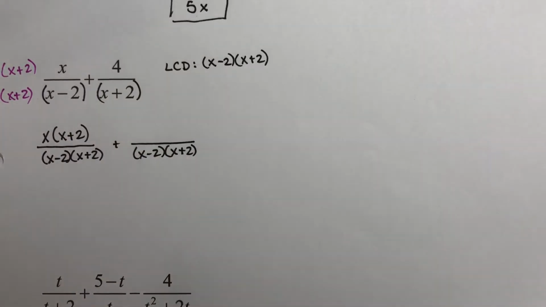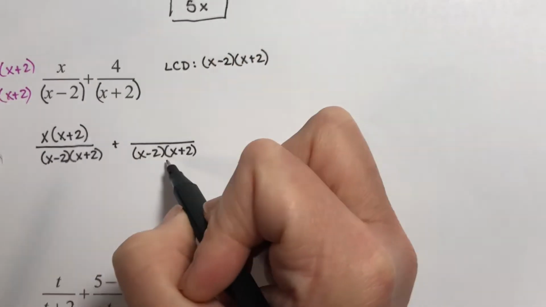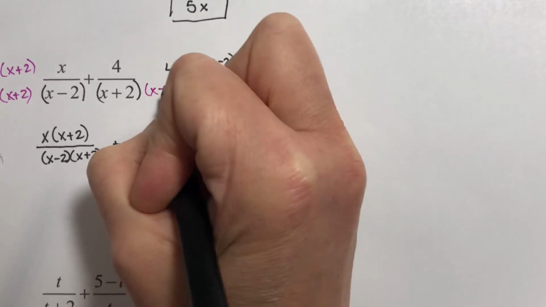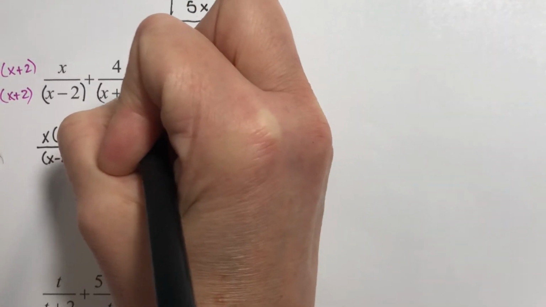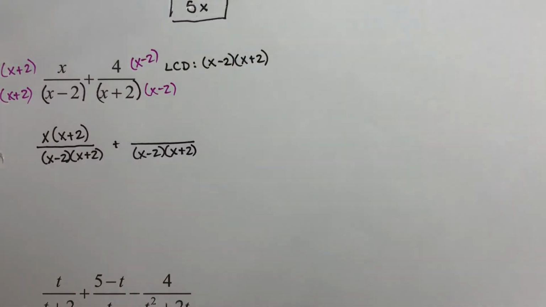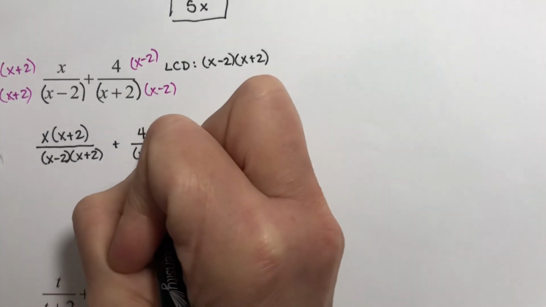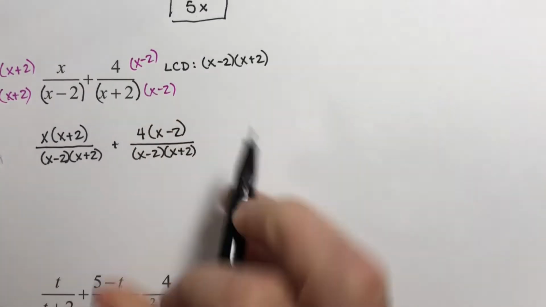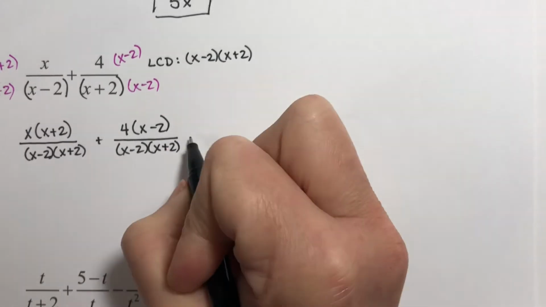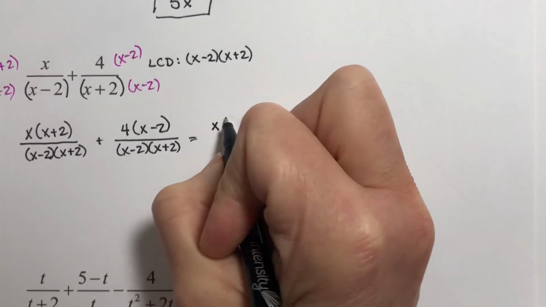And then a very similar thing happens on this one. From here to here, I multiplied by an x minus 2. So this has to be multiplied by an x minus 2 as well. Okay, now they have a common denominator, so we can combine them into one fraction.